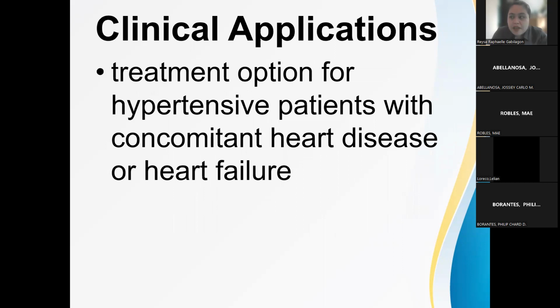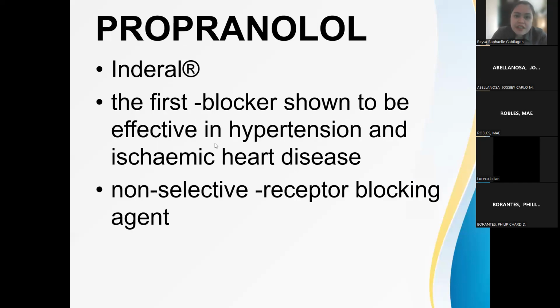Now, from the name itself, beta blockers, they are antagonists of the beta-1 receptors. So, meron tayong antagonist of the beta-1 receptors. However, there are available drugs in the market that are non-selective. So, when you say non-selective, they block the beta-1, but at the same time, they have the ability to block the beta-2. So one example of that is propranolol, which is actually the first drug discovered under the beta blockers.